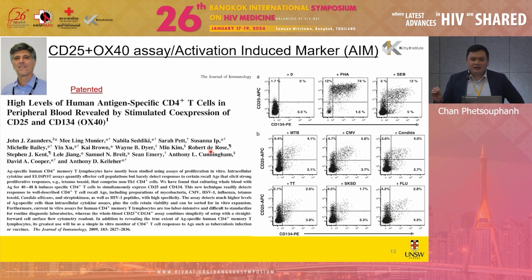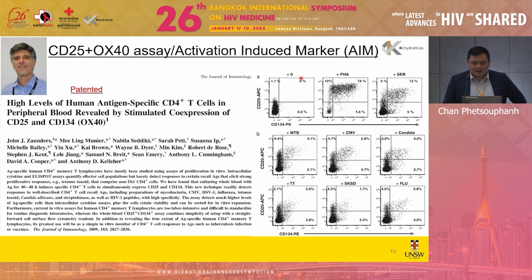You can use whole blood or you can use PBMC. Whole blood gives you a higher magnitude response. You basically just add in half the media, add in your antigen of interest to whole blood, and then at 48 hours you do your flow cytometric readout of these 2 surface proteins, CD25 and CD134 OX40.